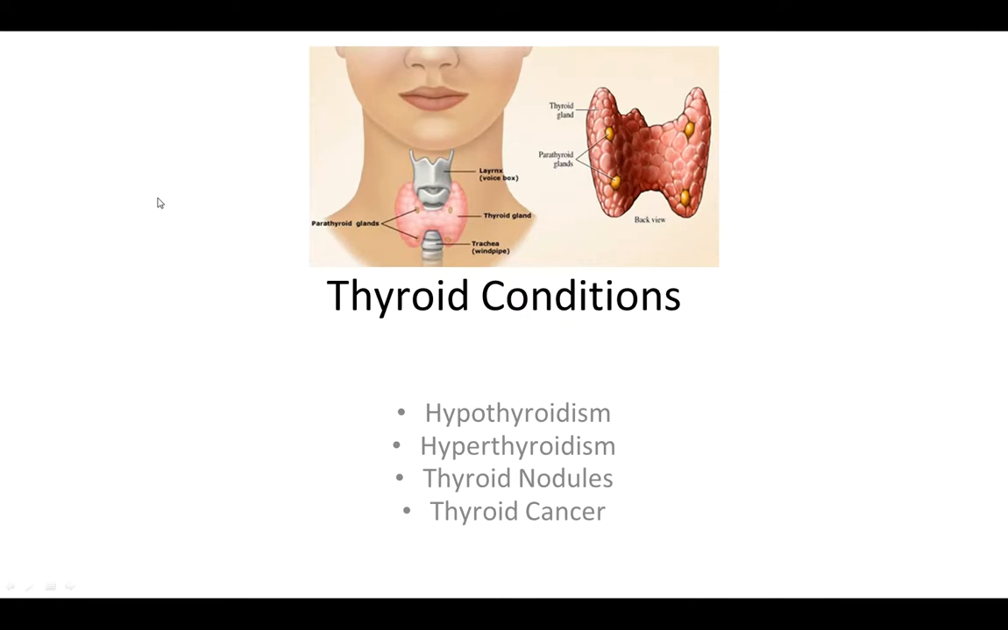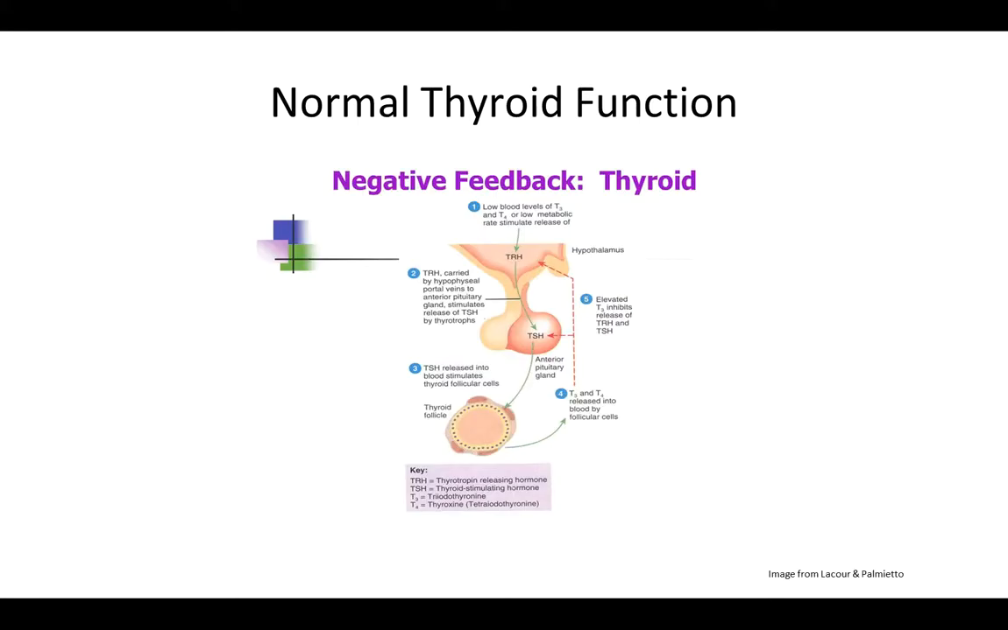Okay, so the thyroid, again, we're going to cover 4 main topic areas: hypothyroidism, hyperthyroidism, thyroid nodules, and then thyroid cancer. So remember that the thyroid functions on a negative feedback loop. So the hypothalamus produces hormones which stimulate the pituitary and tell the thyroid gland to produce thyroid hormones.